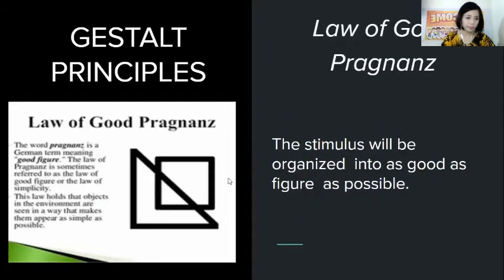So, ayan na. The law of pragnanz is sometimes referred to as the law of good figure or the law of simplicity, tulad ng sinabi ko kanina. So this law holds that objects in the environment are seen in a way that makes them appear as simple as possible. Makikita natin yung figure dito na meron tayong sulok at meron tayong square.